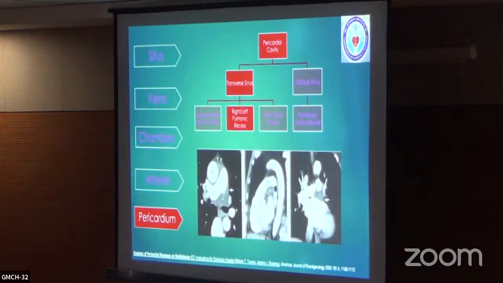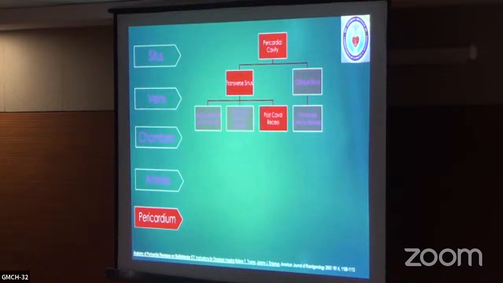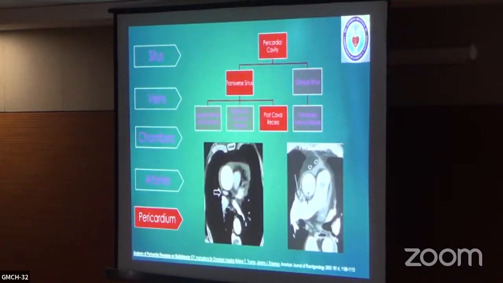So the next part is the right and left pulmonary recesses, and as it suggests, it's associated with the right and left pulmonary artery. And again, if fluid accumulates only there, it can mimic pathology. When we move on to the postcaval recess, postcaval basically means that it is around the superior vena cava, and presence of fluid here could simulate pathology again.